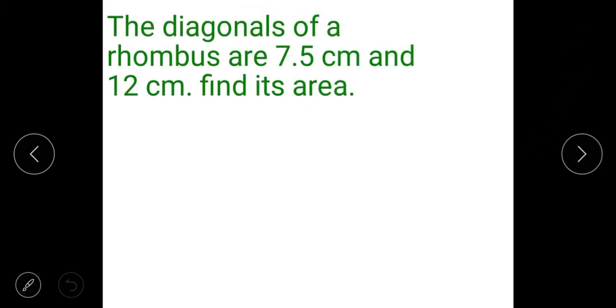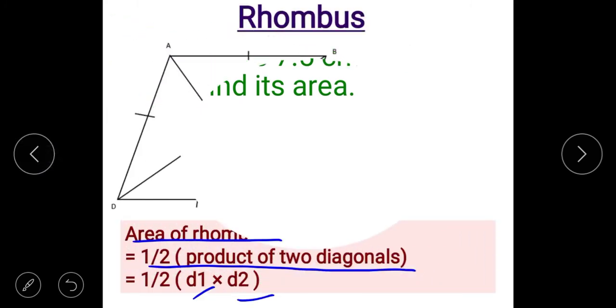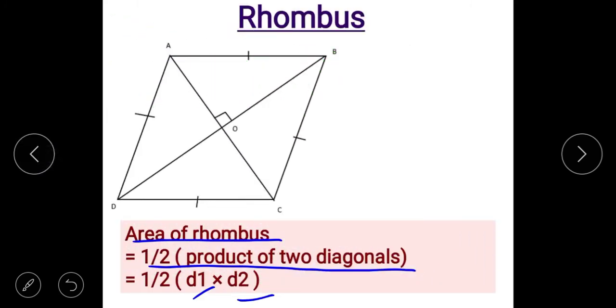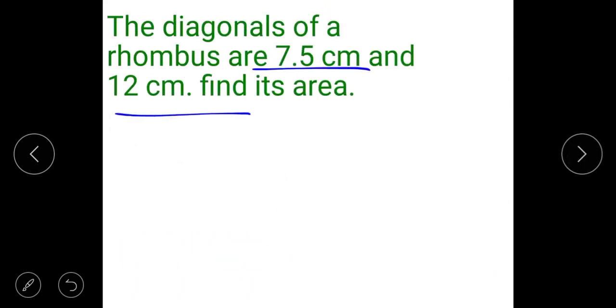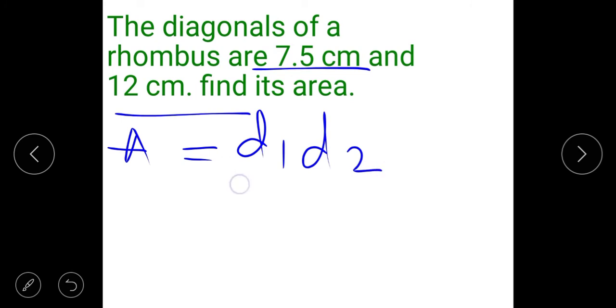Here in the question, the diagonals of a rhombus are 7.5 centimeter and 12 centimeter. Find its area. So here d1 is given to you and d2 is given to you. As you know that area of rhombus is half the product of two diagonals, or d1 d2 by 2. Okay. So here area equals d1 d2 by 2. As you know this, now put the values.